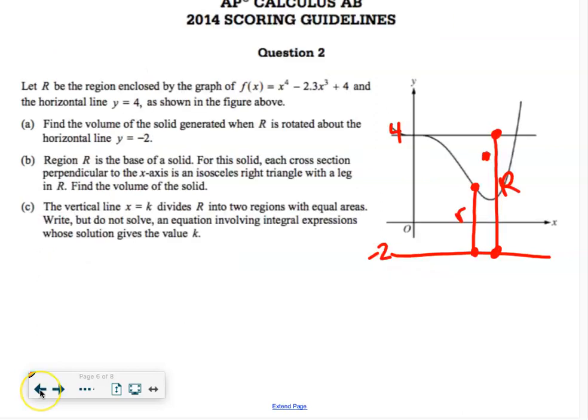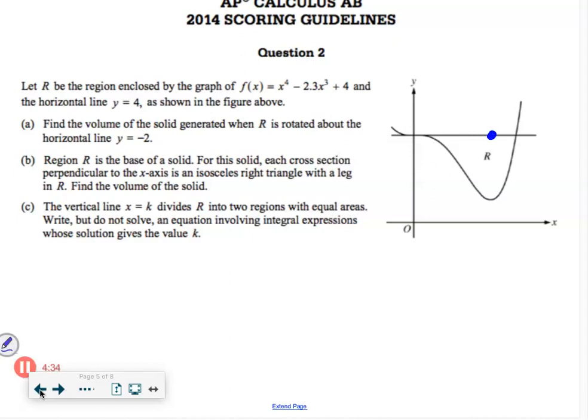All right, so letter B. Region R is the base of a solid. Each cross-section perpendicular to the x-axis is an isosceles right triangle with a leg on the base. We're having a lot of isosceles right triangles with legs on the base. I know. All right. So that means that this distance is this distance, perpendicular to the x-axis, right? So your leg length is top minus bottom, so just 4 minus f.